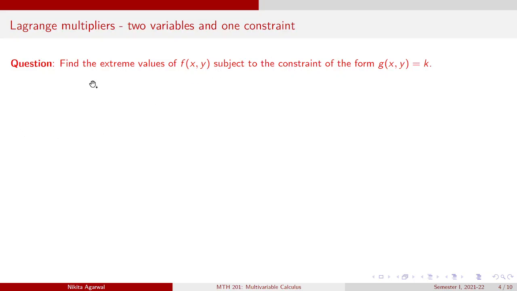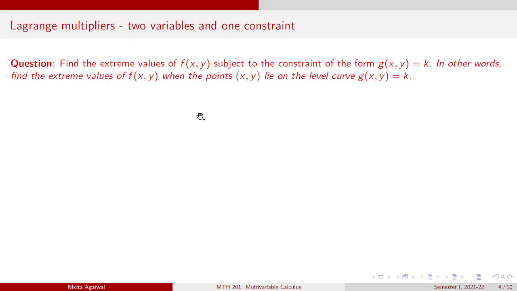So this is our question. Find the extreme values of f(x,y) subject to a constraint of the form g(x,y) equal to k. What does it mean? In other words, find the extreme values of this function of two variables when the points lie on the level curve g(x,y) equal to k, which is in R2, right? So I am restricting my domain to this level curve, and on this level curve I am checking what the extreme values of this function are. So this is the question.